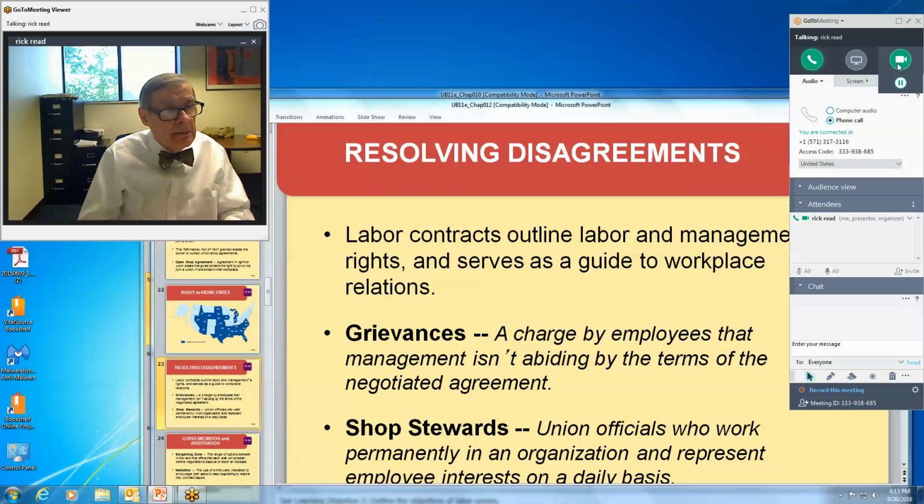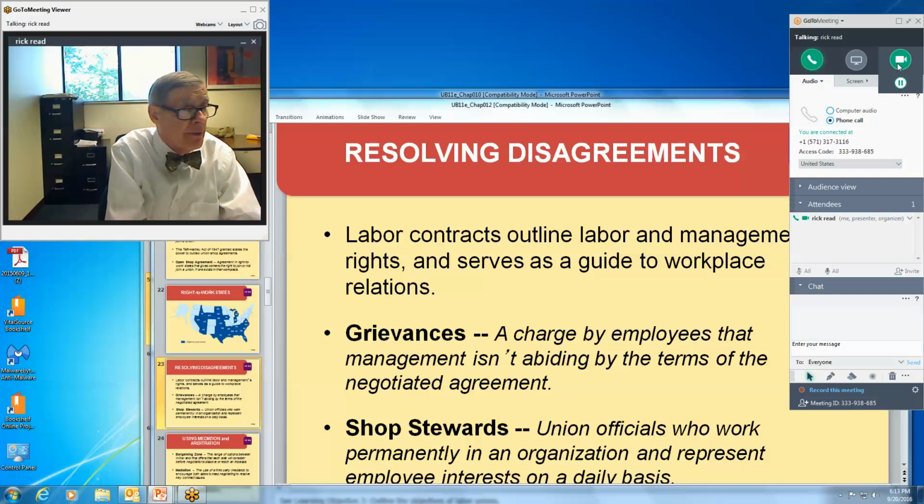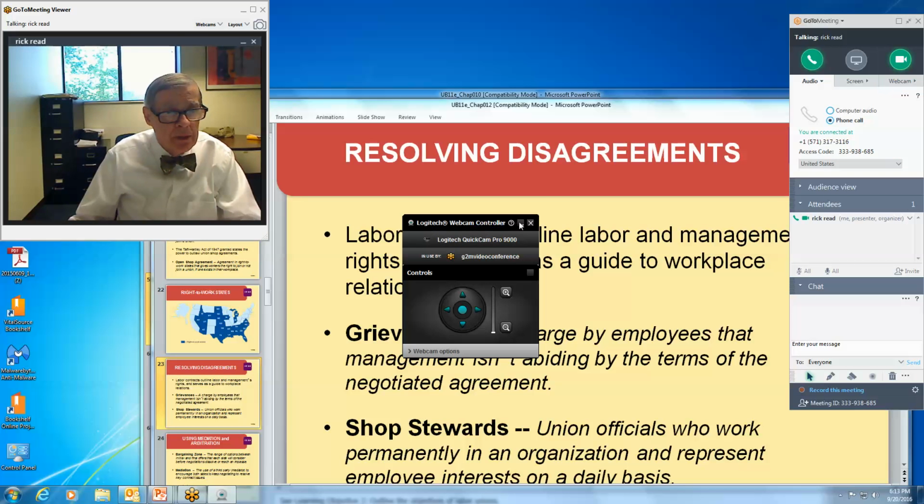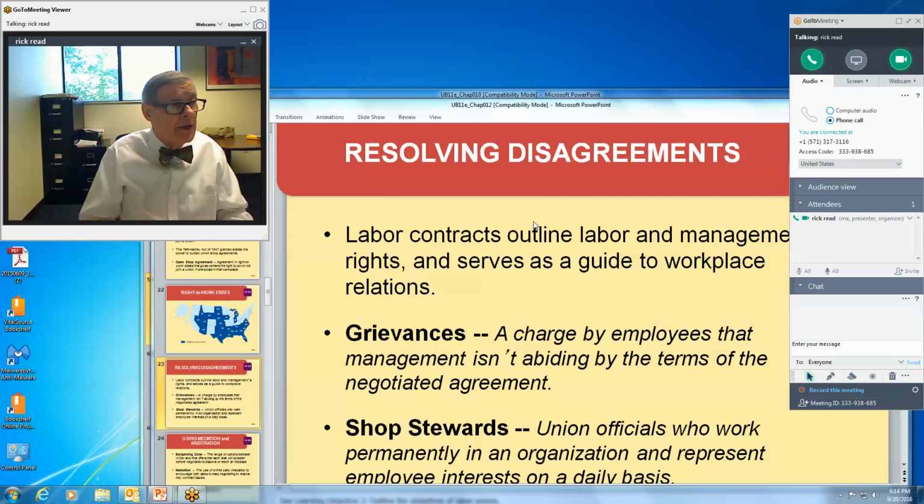Okay, resolving disagreements. Well, if a union worker has a disagreement and files a grievance that management isn't abiding by some clause in the union management contract, that person takes it to his or her shop steward, who is the first line in this. This person works in the organization and represents the union employee's interests on a daily basis.